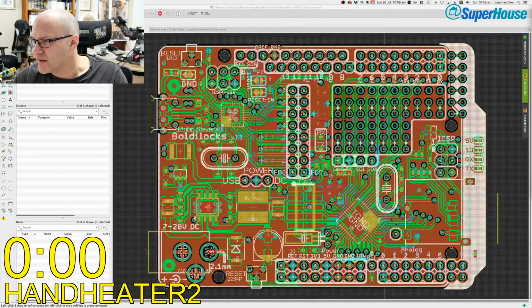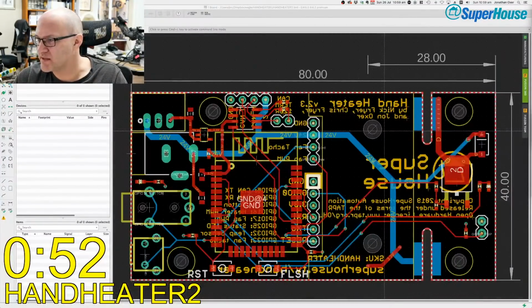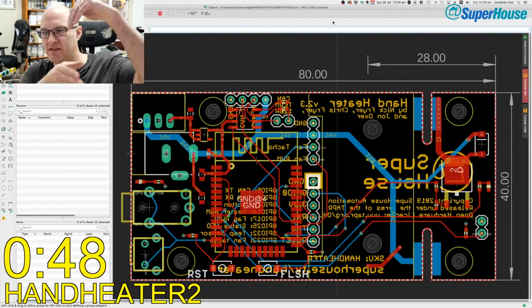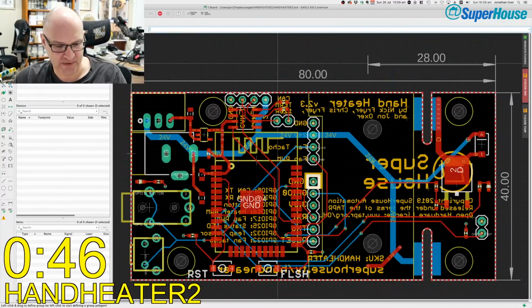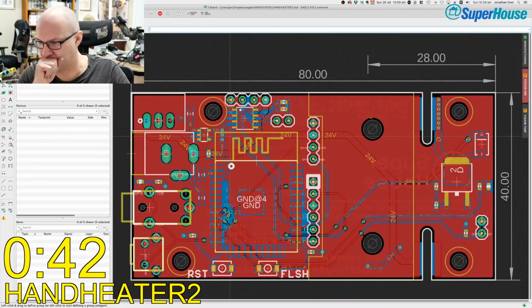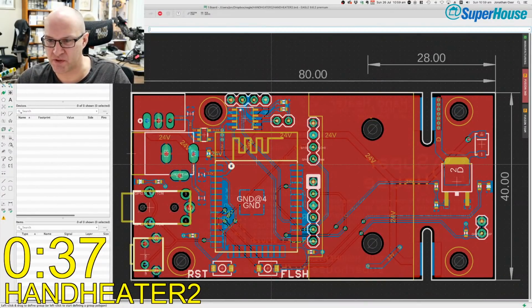Hand heater 2. This is a really cool project that I've worked on first with Nick and then with Chris. And one of the things that's cool about it is that it's two PCBs that mount at 90 degrees to each other and they interlock. So this is a heater that goes on a wheelchair, or it can be used just on a desk for people that have problems with their hands being too cold.